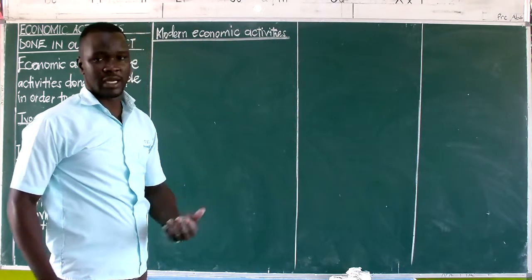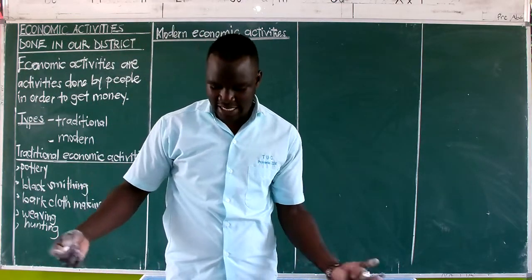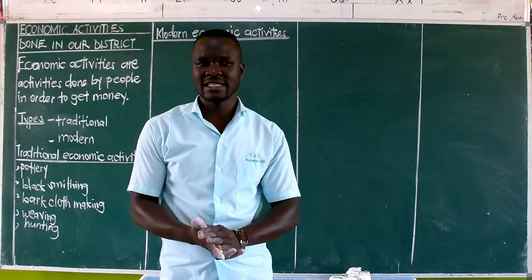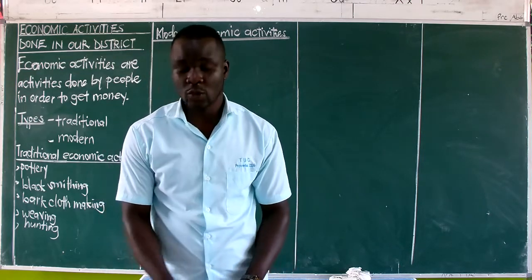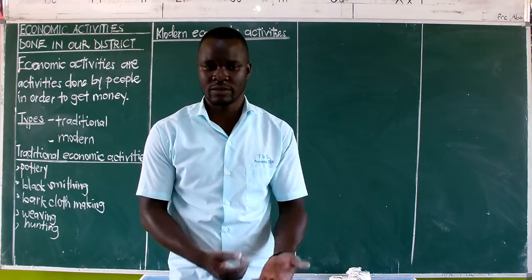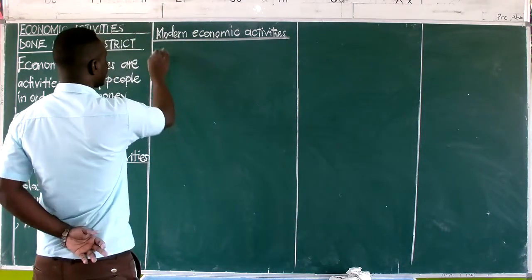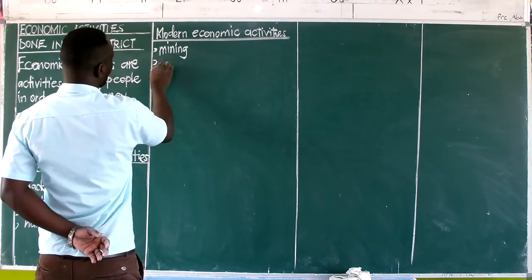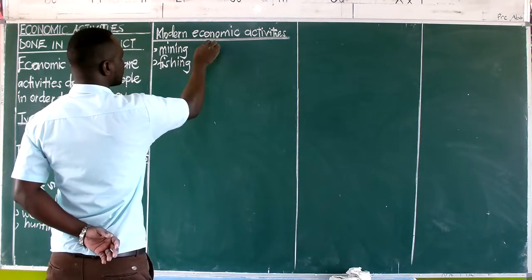Now, the modern economic activities, we are saying these are the ones that people do in modern days now. For example, the ones that are done mainly today. We have activities like mining. We have them on that page 71. We have mining that deals with extraction or getting of minerals from where they are found. And then we have activities like fishing. Mining, that is getting minerals from underground. We have got fishing, that we can define as the catching of fish from water bodies.